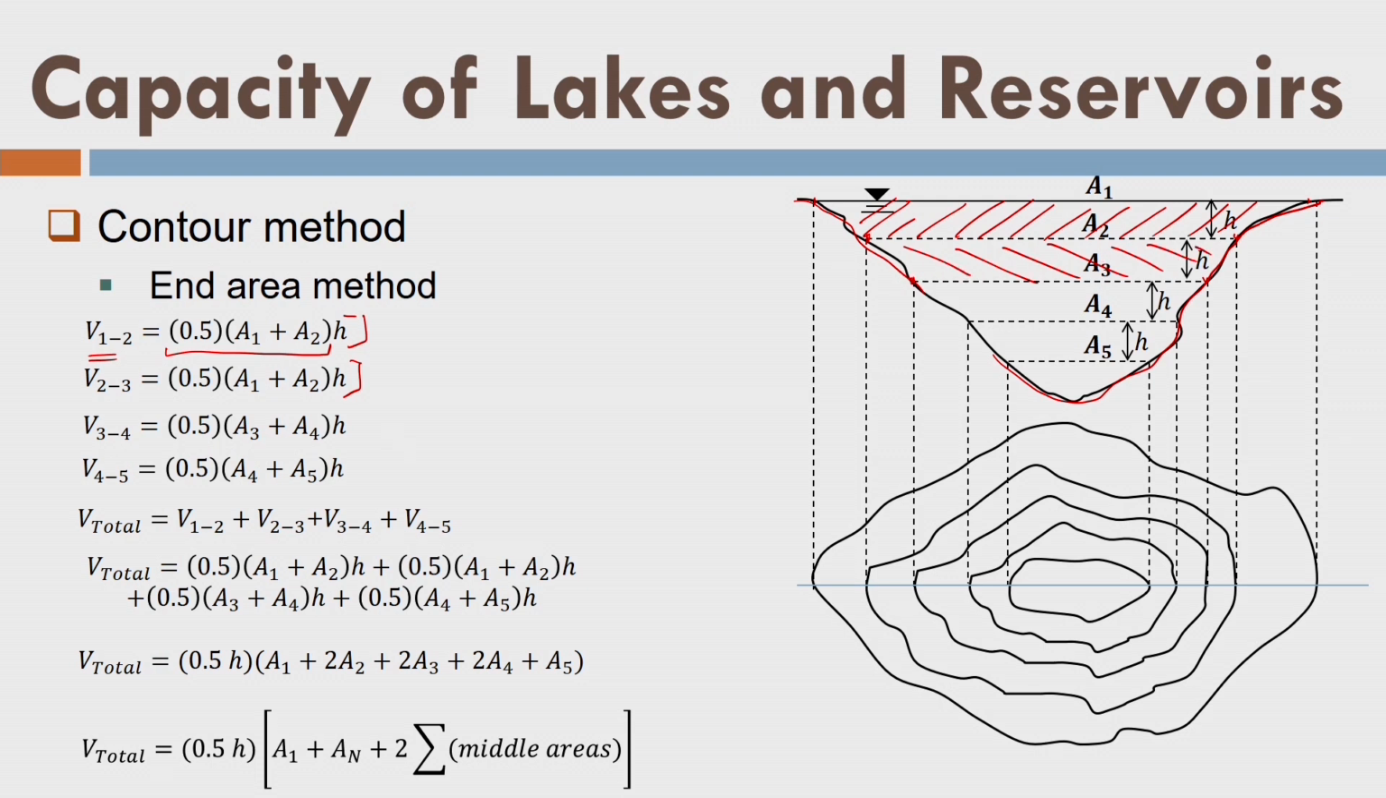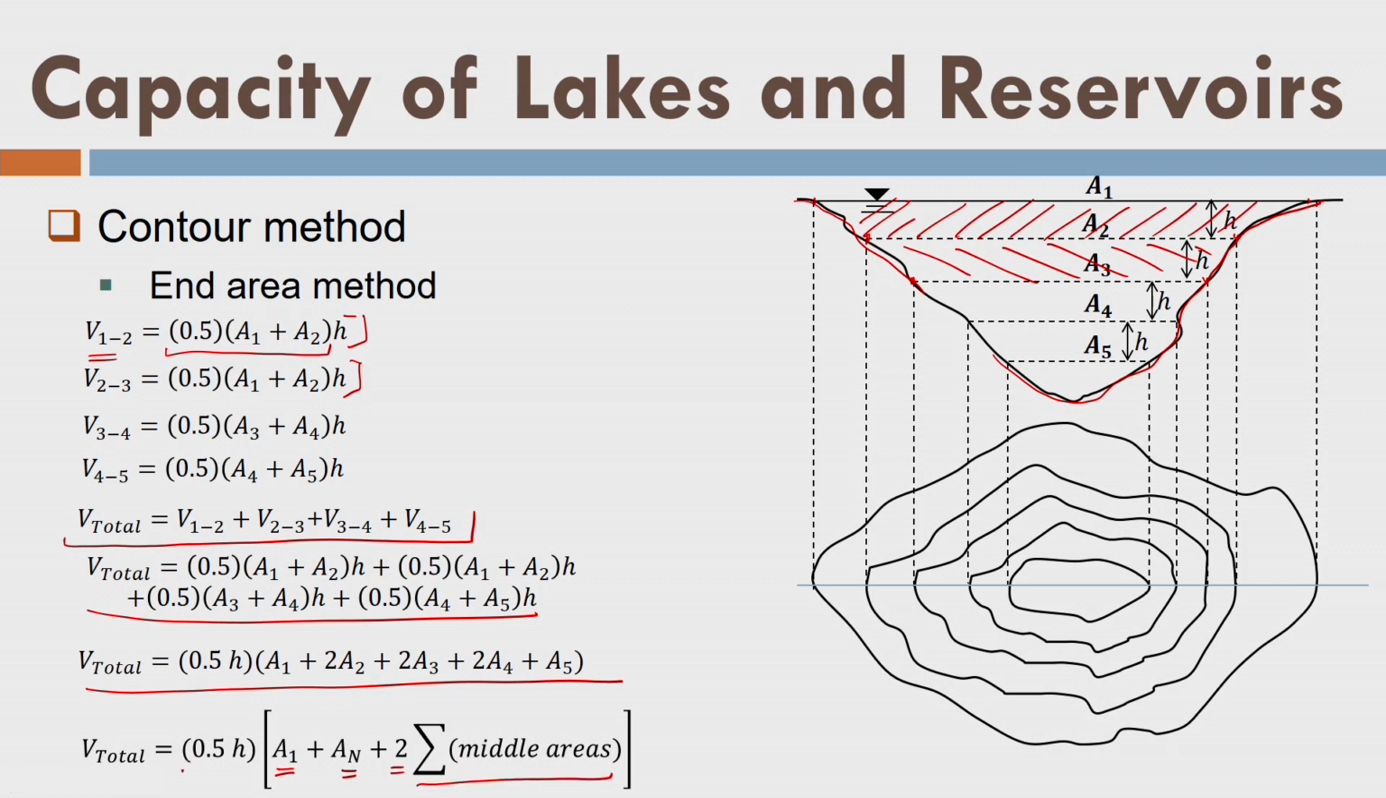I will repeat this process and finally I will add all the values and we get this formula. If you make it total here, this formula will come, where we write the first area and the nth area plus 2 times all the middle areas, into 0.5 times h. h is the contour interval or the vertical interval. That is the end area method.